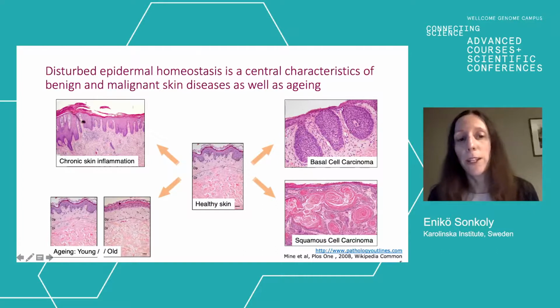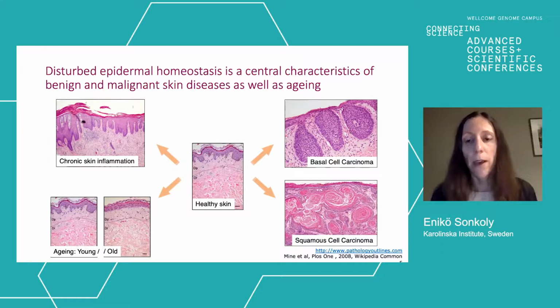Aging, which is in itself not a disease, is also associated with disturbances in the epidermal homeostasis. It is also a process where one can hypothesize that regulators of epidermal differentiation may be changed and they may have a role in skin aging.